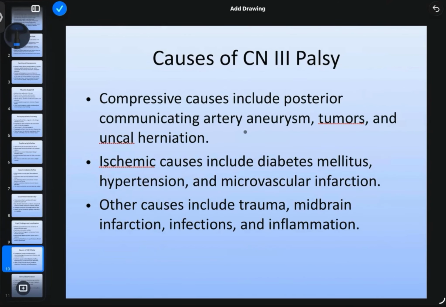Now let's talk about the causes of palsy. Now, what do you think? What could be the causes? I want someone to read this quickly. Someone else, maybe who has not read yet.